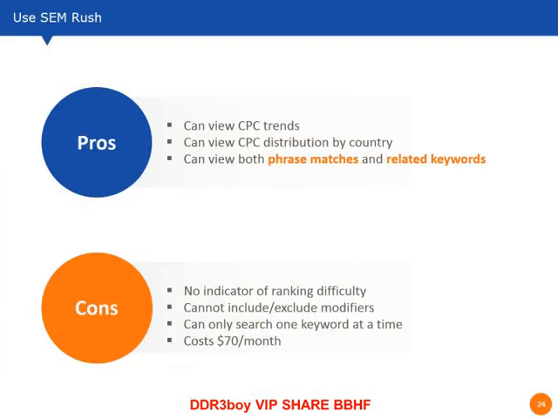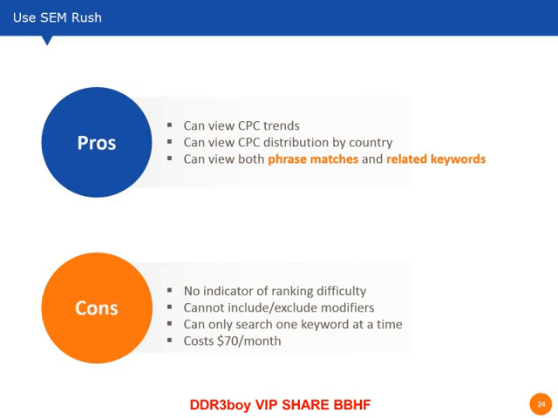Another tool that you can use to help you expand your seed keyword lists is SEMrush. Now, there's some pros and cons again to this. The pros is that you can indeed view cost per click trends, and you can see the distribution by country and a couple other cool graphs and trends there. You can also view both phrase matches and related keywords.